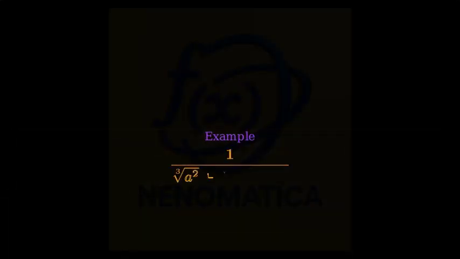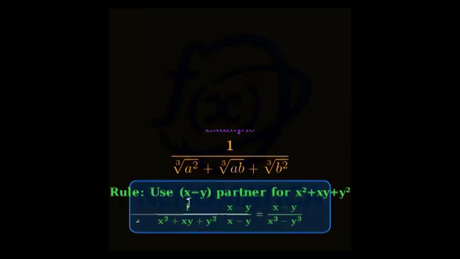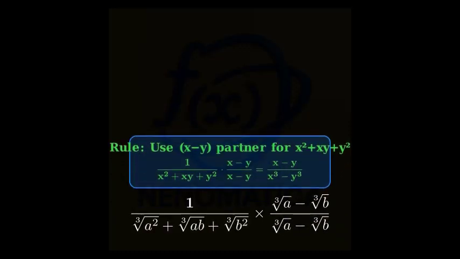Example: we start with a classic form that matches x squared plus xy plus y squared in the denominator. Let x be the cube root of a, and y be the cube root of b. Problem: 1 over the cube root of a squared plus the cube root of ab plus the cube root of b squared. Step 1. Multiply by the special factor, the cube analog of a conjugate, the cube root of a minus the cube root of b over itself. This pairs with x squared plus xy plus y squared to produce x cubed minus y cubed in the denominator.